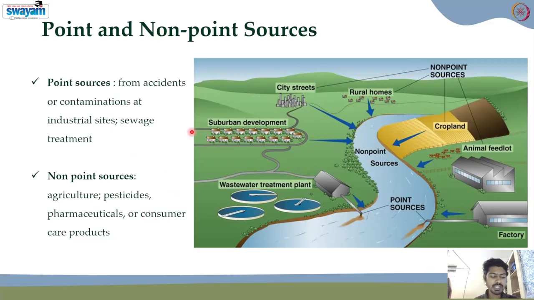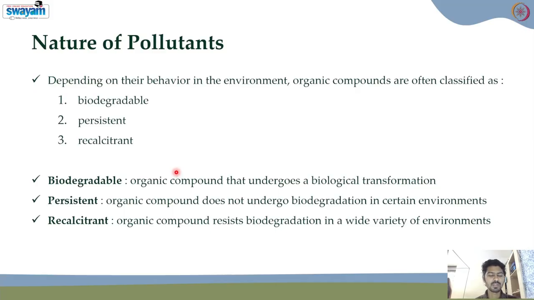So why do we need to understand point source and non-point source? Because this determines what strategy we can apply to a particular pollutant. So knowing the point and non-point sources plays an important role. Now, if you look at the nature of the pollutant, depending on the behavior of the pollutant, organic compounds, which are mainly composed of carbon compounds, are classified as first biodegradable, second persistent, and third recalcitrant.